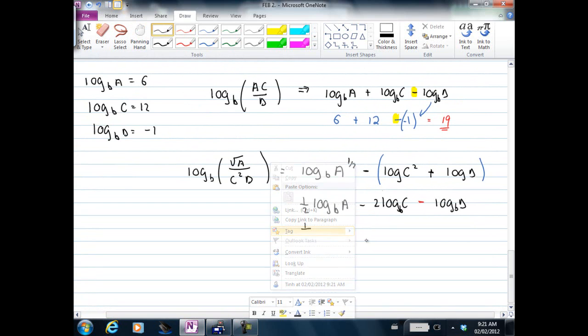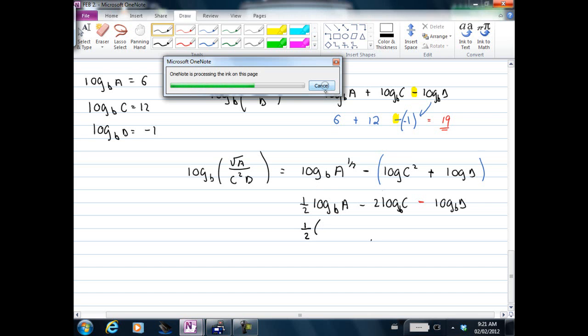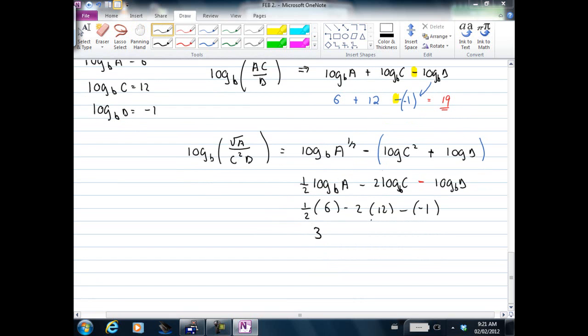The hard part is how well can you work with it. Cancel. So this becomes 6 minus 2 times 12. Be careful, this is minus a minus 1. That's what people fall for. And go ahead, simplify this. So this becomes 3. Oh, 144? No. Minus 24. Plus 1. See, this is not 12 squared. This is 2 times 12. You gotta be careful about that.